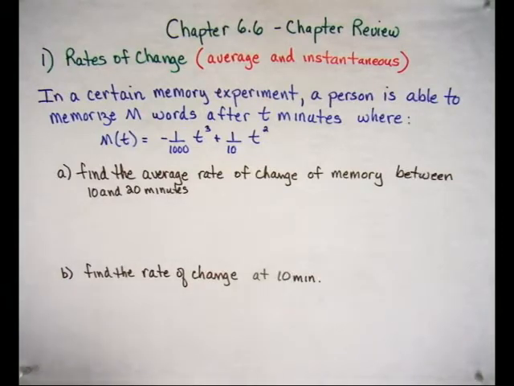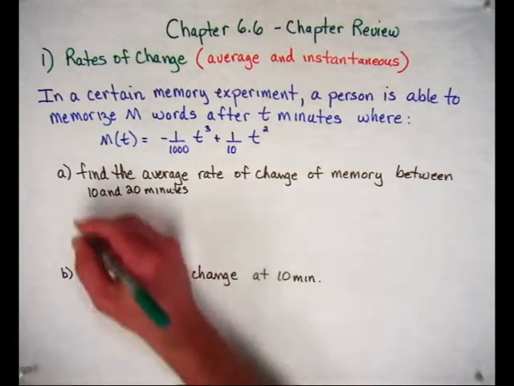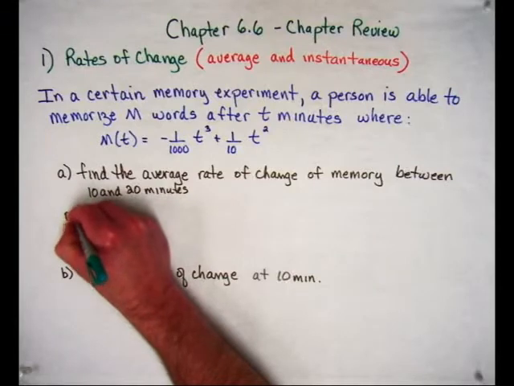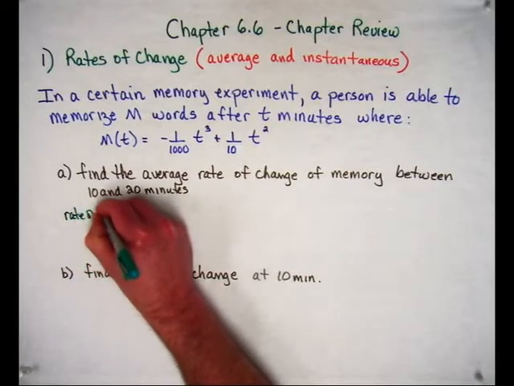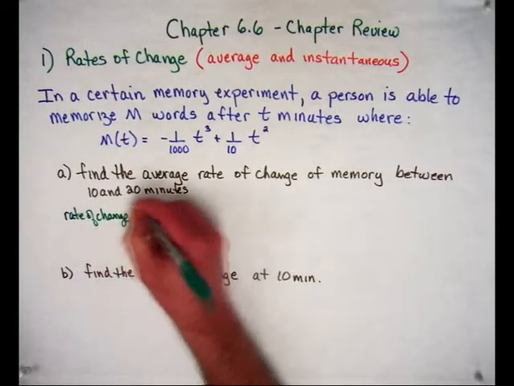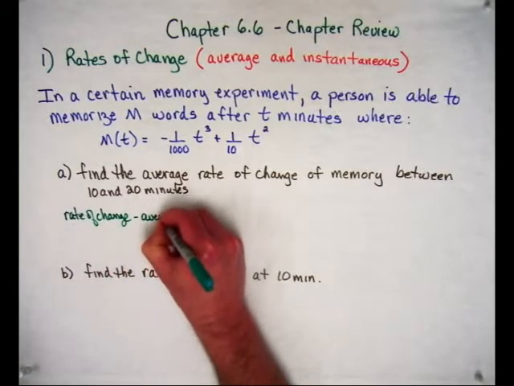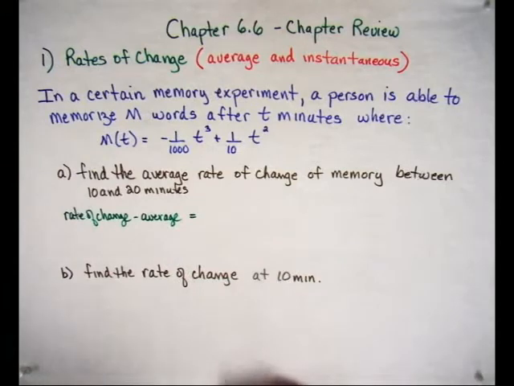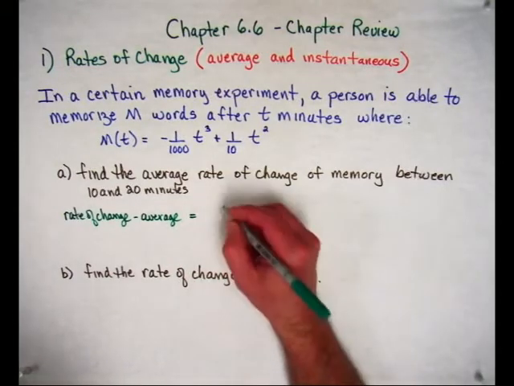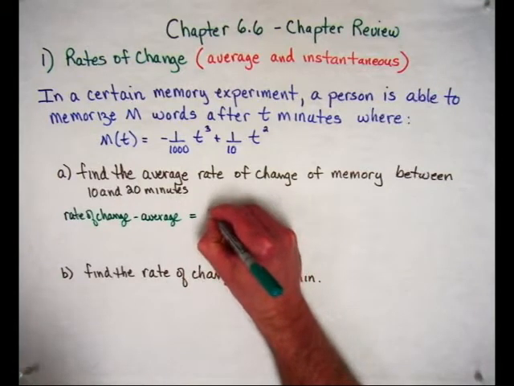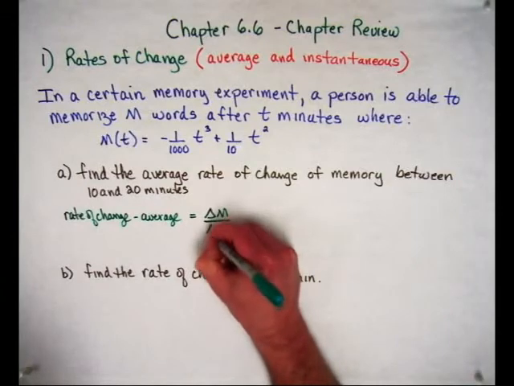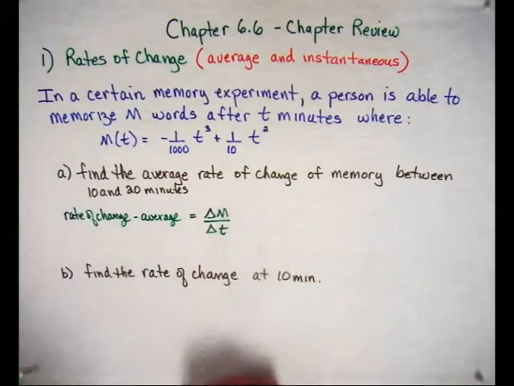So average rate of change is slope of the secant. So the average rate of change is equal to, now all you're doing here is finding slope. You're finding the slope of the secant line. So what we want to do here is, the slope of a secant line is just going to be delta m, the change in the memory, over delta t, the change in the time.